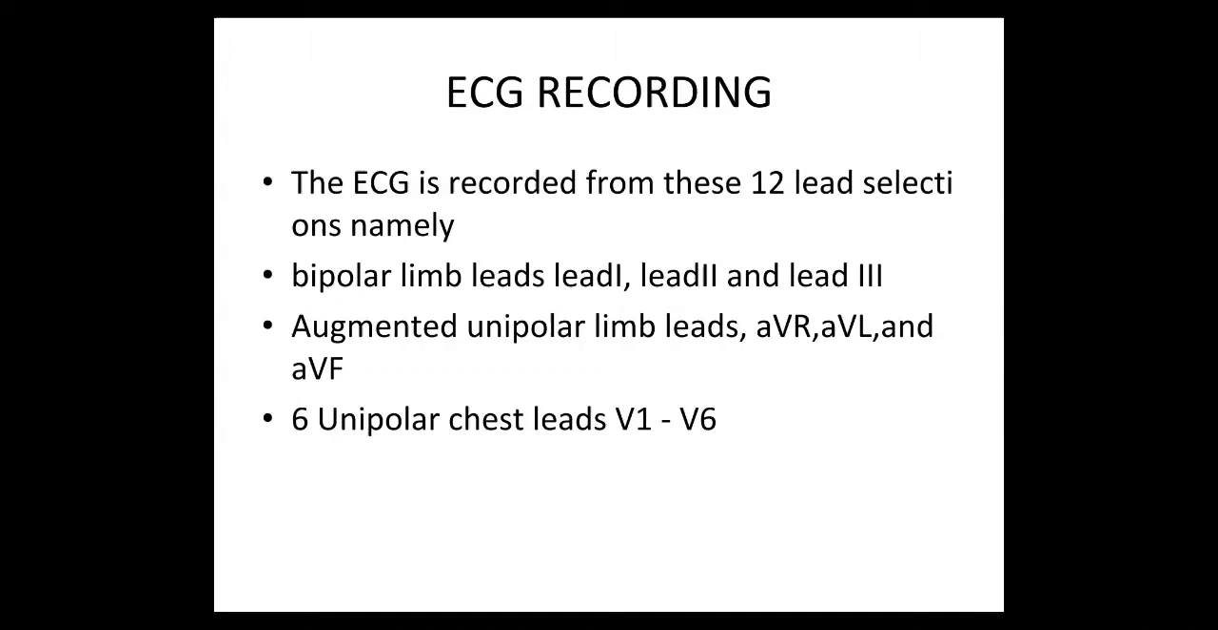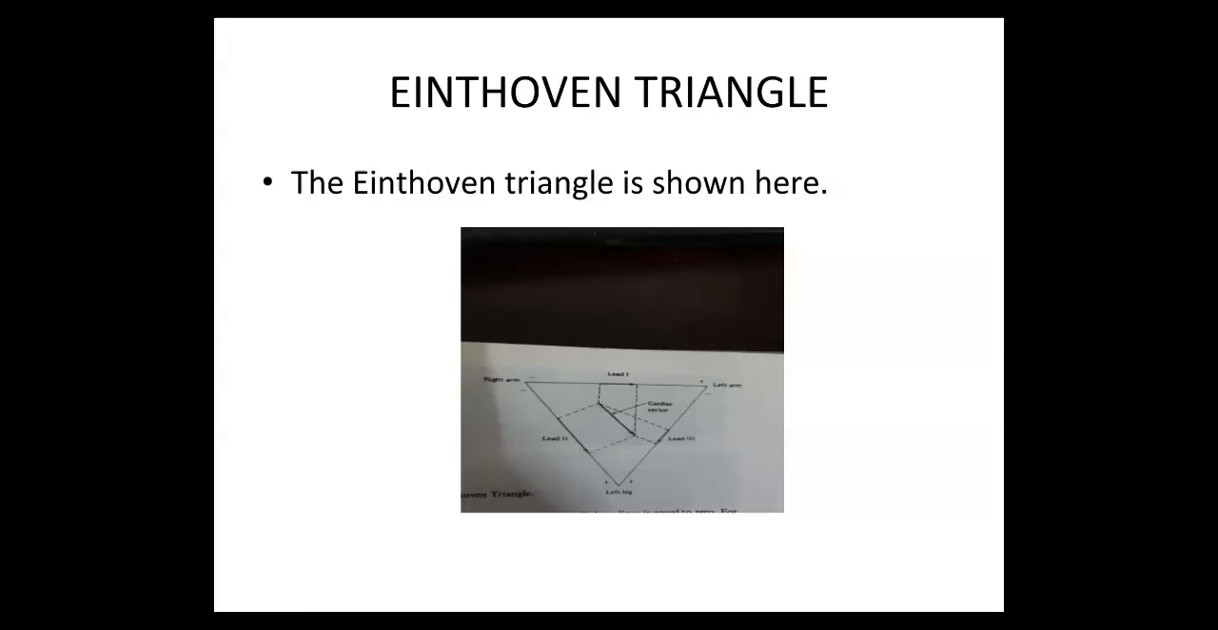The ECG recording. The ECG is recorded from these 12 lead selections, namely bipolar limb leads, lead 1, lead 2 and lead 3, augmented unipolar limb leads, AVR, AVL and AVF, 6 unipolar chest leads, V1 to V6. The Einthoven triangle. The Einthoven triangle associated with the ECG is shown here.